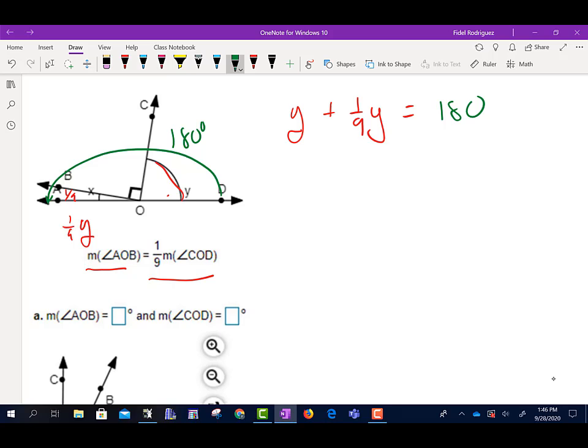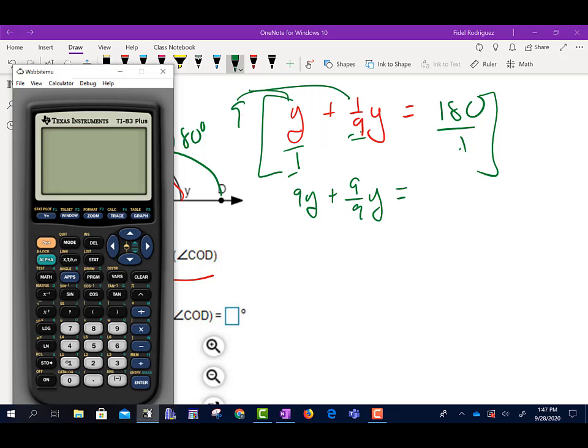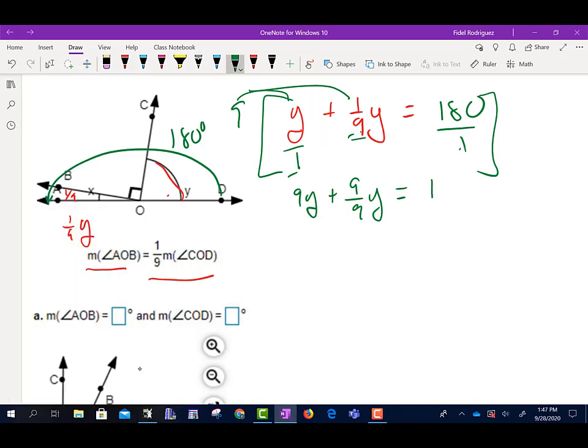So first thing I'm going to do, I see how we have a fraction right here. I'm going to think of everything as a fraction. Between 1/9 and 9/9, 9 is my common denominator, so I'm just going to multiply everything by 9. So 9 times y is 9y. 9 times 1 is 9 over that 9 that I already had with my y. And 9 times 180, let me get my calculator, 180 times 9 is 1620.